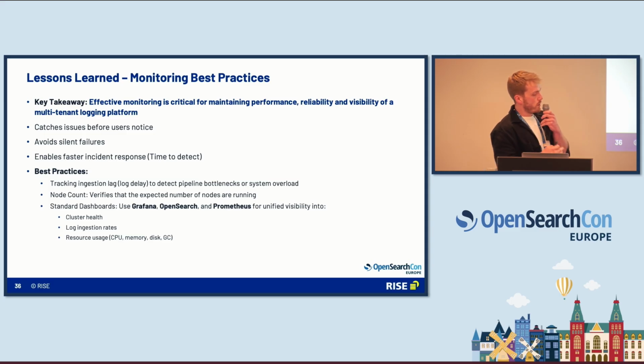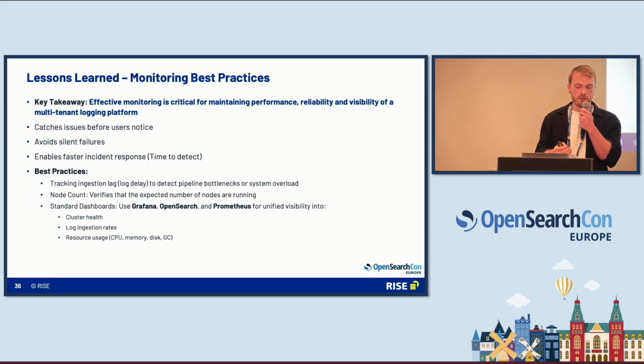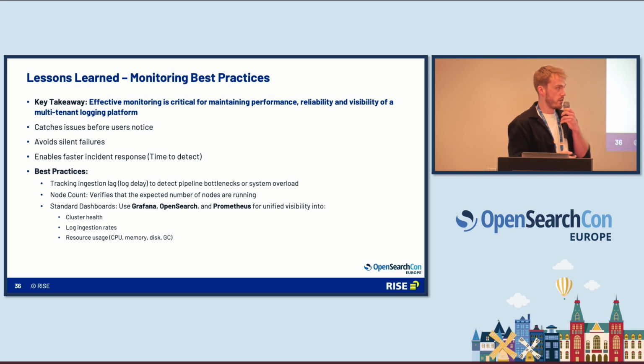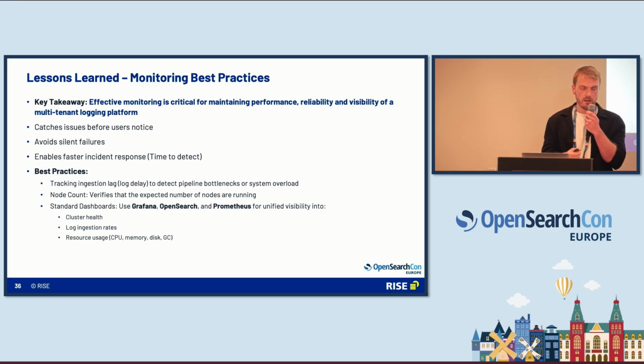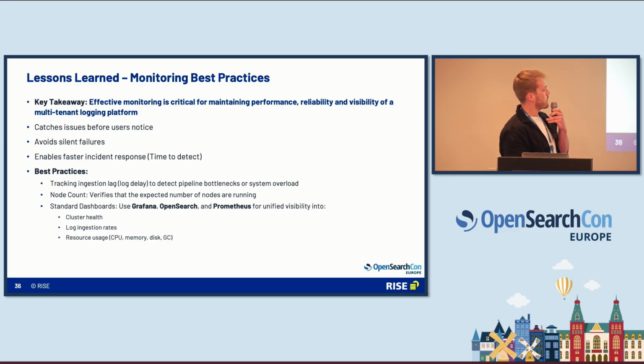So obviously, when you're operating a multi-tenant logging platform, effective monitoring is critical. We want to catch the issue before users notice, and we also really want to avoid silent failures where all of a sudden everything stops working and nobody knows why. So really, our goal is to decrease the time to detect. For this purpose, we are using standard dashboards like Grafana combined with Prometheus and OpenSearch. But we also encourage you to be creative and think about your own metrics that you could track.